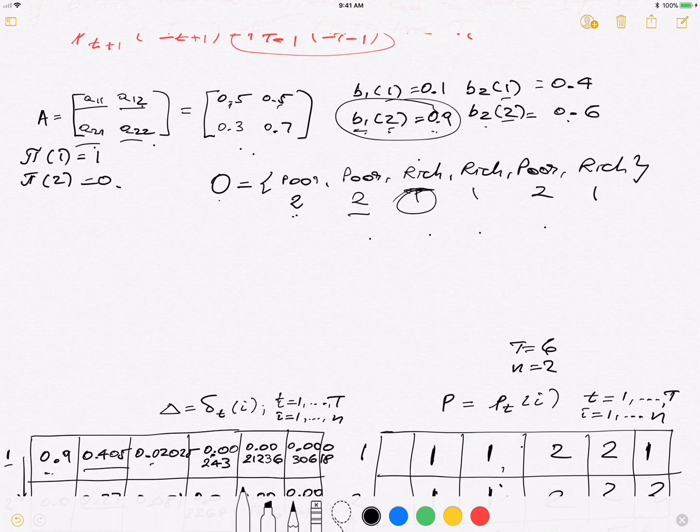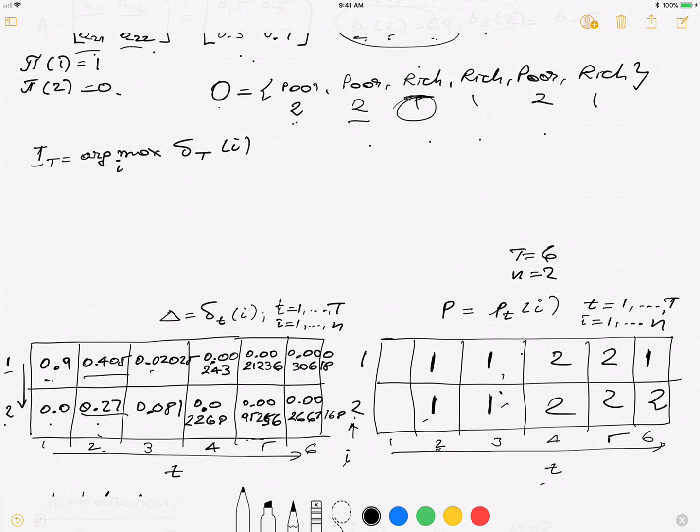It says iT is argmax delta t of i, which essentially means what? In our case t equals 6, so I'm looking at this column here, and I'm trying to see which delta is larger. This delta obtained for I equal 1, or this delta obtained for I equal 2. And I see that the first delta is 0.000 something, and this delta is 0.00. So this is approximately 1 order of magnitude larger than this. Therefore, this argmax will be equal to 2, because this value is larger than this value. Which means that the final state most likely is 2.